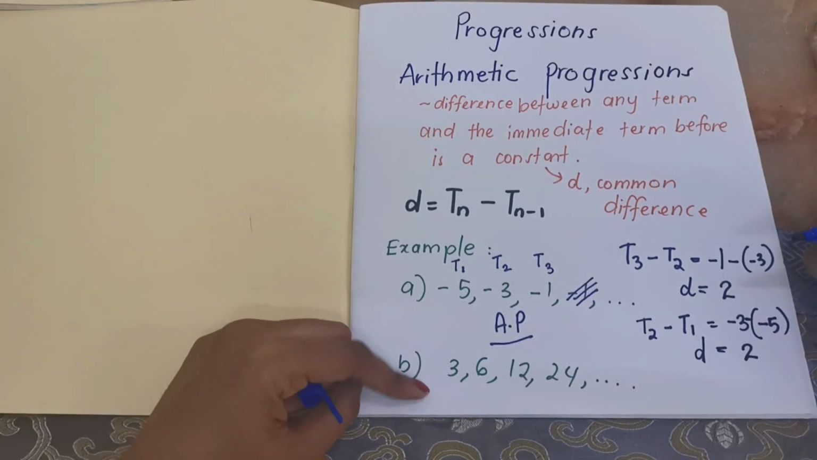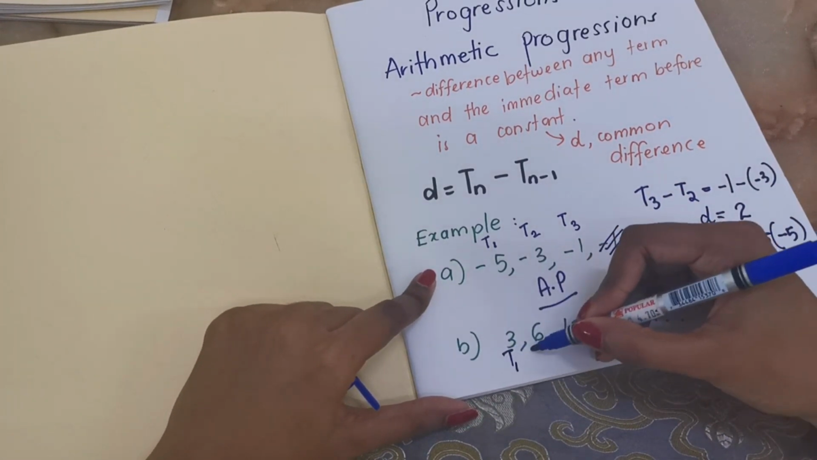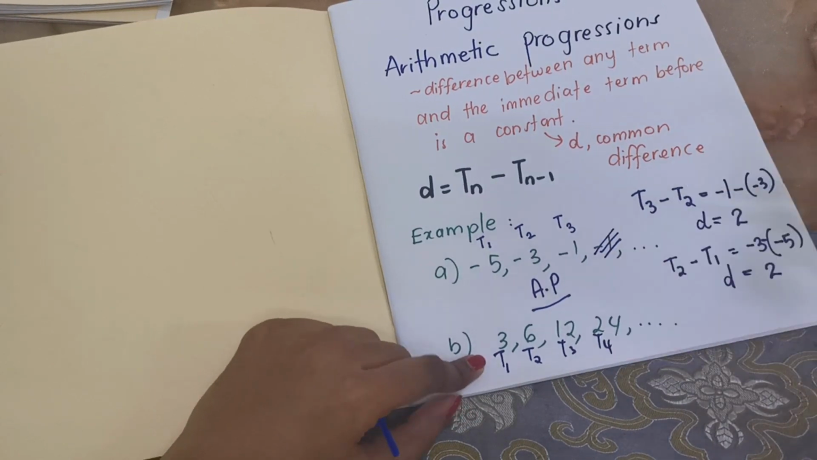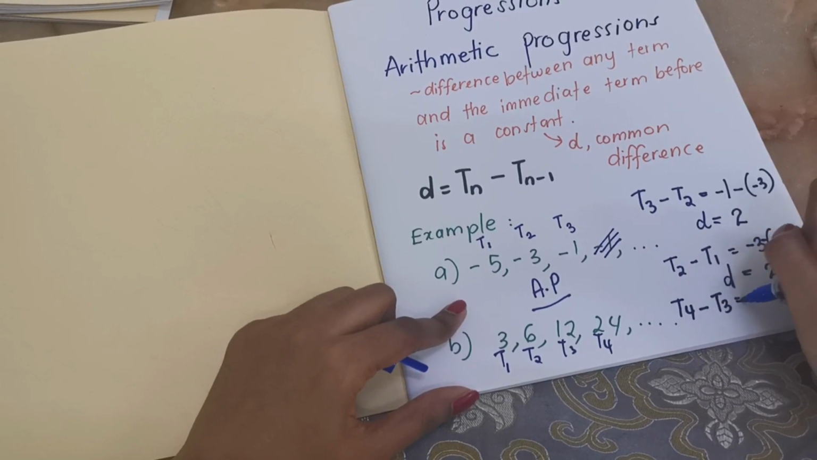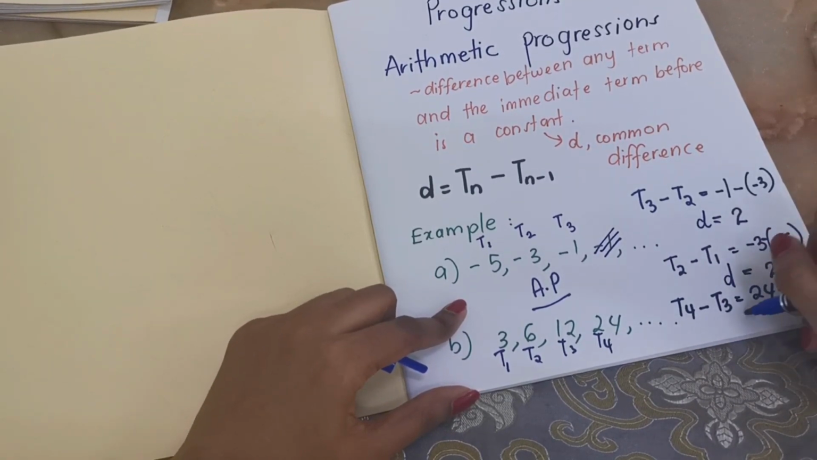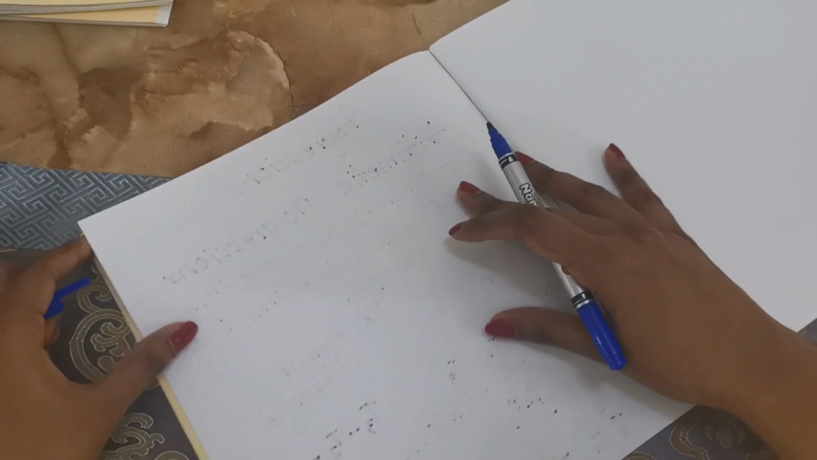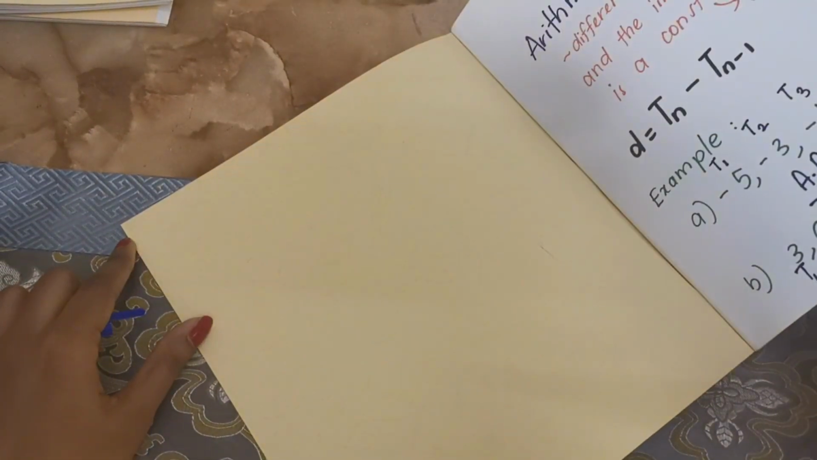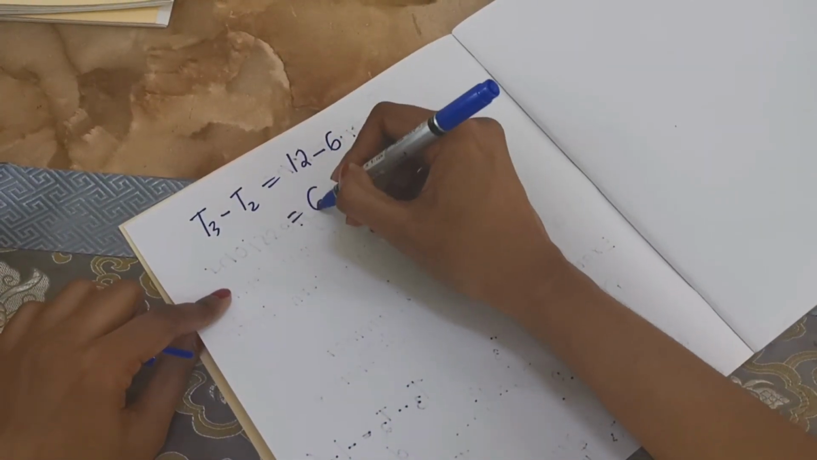Now how about B? We have 3, 6, 12 and 24. So this is term 1, term 2, term 3, term 4. Now let's take term 4 minus term 3. So term 4 minus term 3 is 24 minus 12, which we obtain 12. Okay, so now let's take term 3 minus term 2. Okay, so that means term 3 minus term 2 will be 12 minus 6. So we obtain 6.